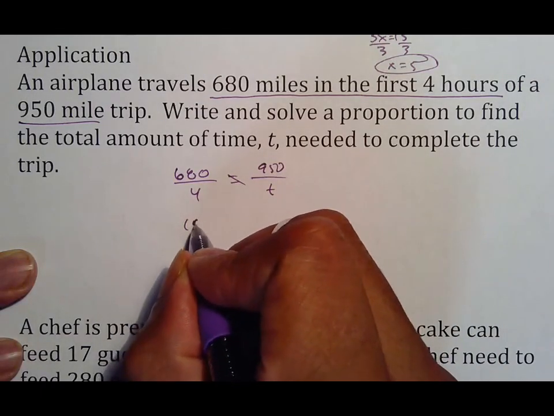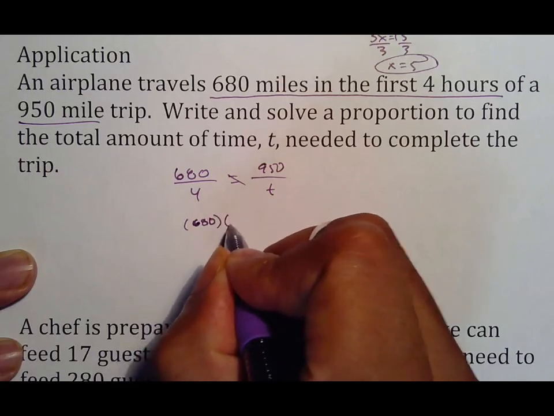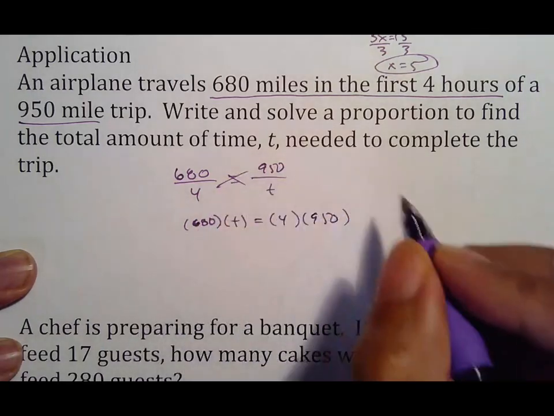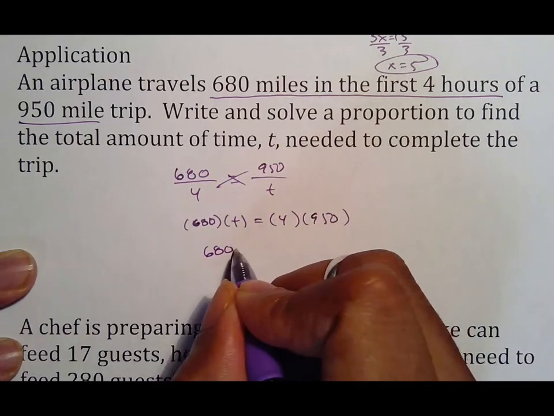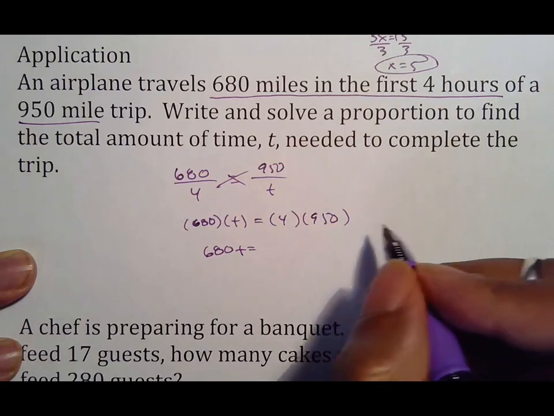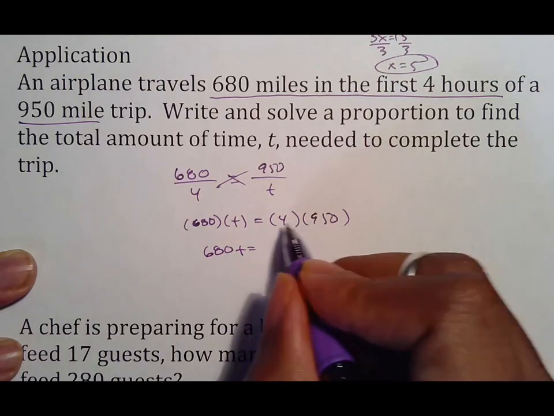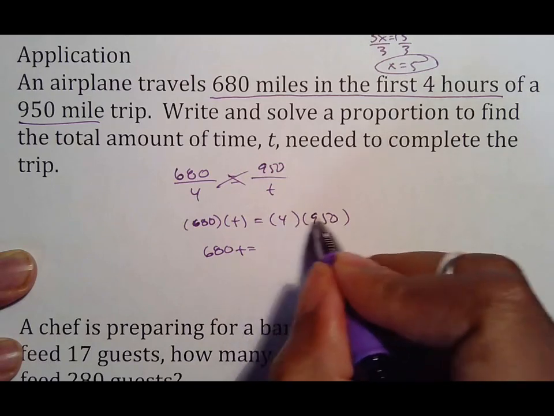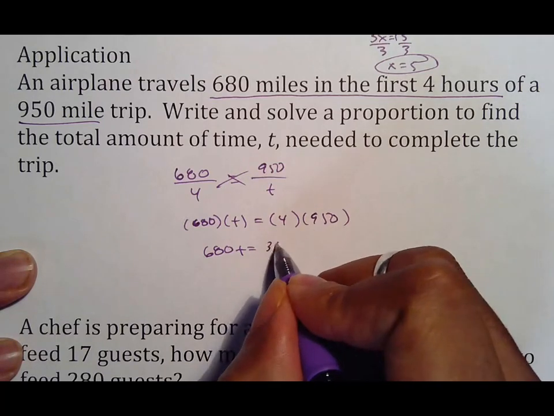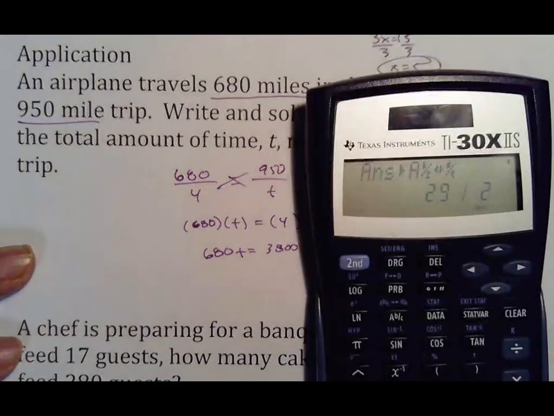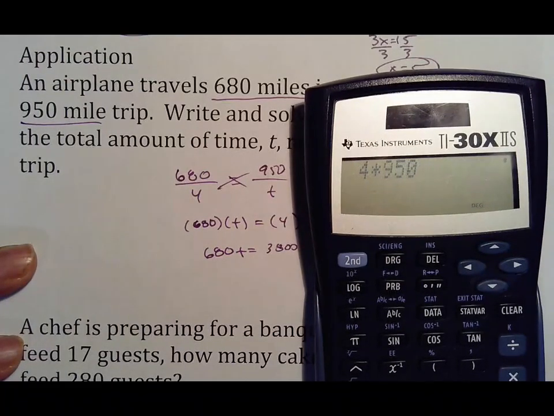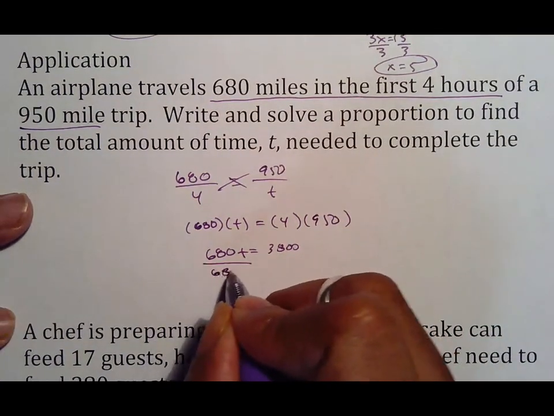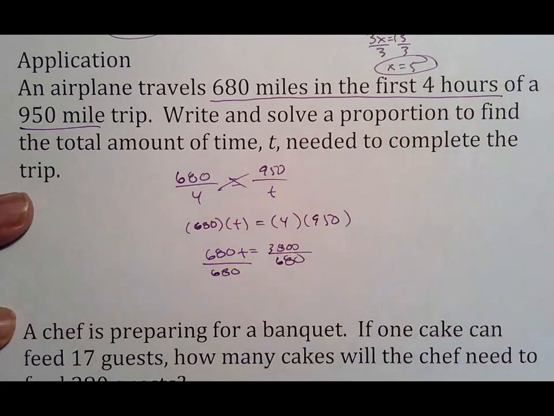But then they want to know the answer. So we'll do 680 times t equals 4 times 950. Let's see, 95 times 4 is almost 100 times 4, which would be 400. But it's 5 short 4 times, which is 20 short, so is it 380 with another 0? Yep. Anyway, divide those two by the 680 to solve your answer.